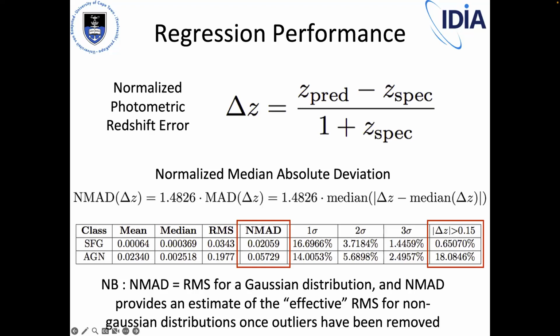So the RMS is larger because the distribution is not Gaussian, because we have a much larger number of outliers compared to the Gaussian distribution. This gets even more interesting for AGNs because AGNs are pretty tricky. You have about 18% of them that have got an error of more than 15% in redshift, and this creates the large difference between the NMAD and the RMS. So the NMAD is 5% for the AGNs, whereas the RMS is 20%.